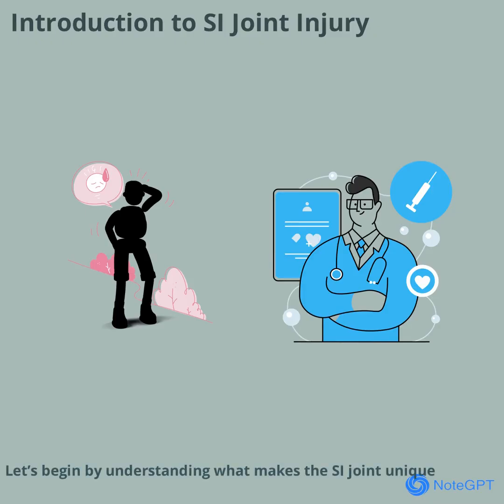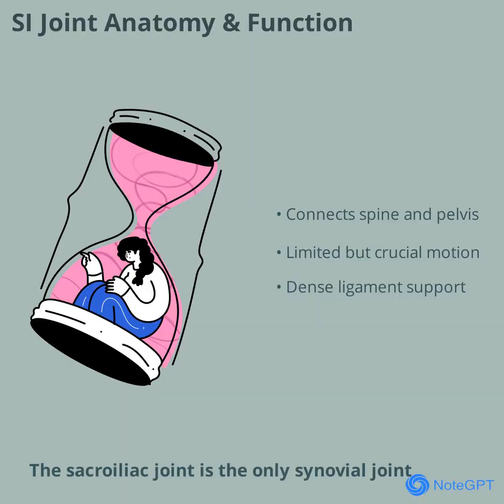Let's begin by understanding what makes the SI joint unique. The sacroiliac joint is the only synovial joint connecting the axial skeleton to the lower limbs. It's designed to transfer loads between your upper body and legs, allowing just a small range of motion, typically less than 4 degrees of rotation and 2 millimeters of translation. This limited movement is intentional, providing stability while still permitting enough flexibility for walking, lifting, and twisting.